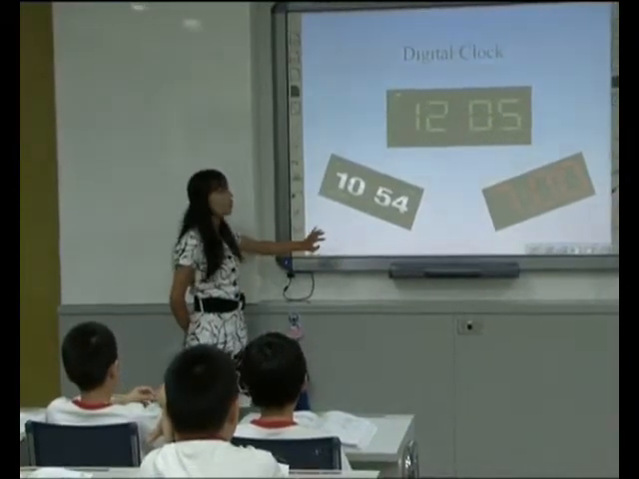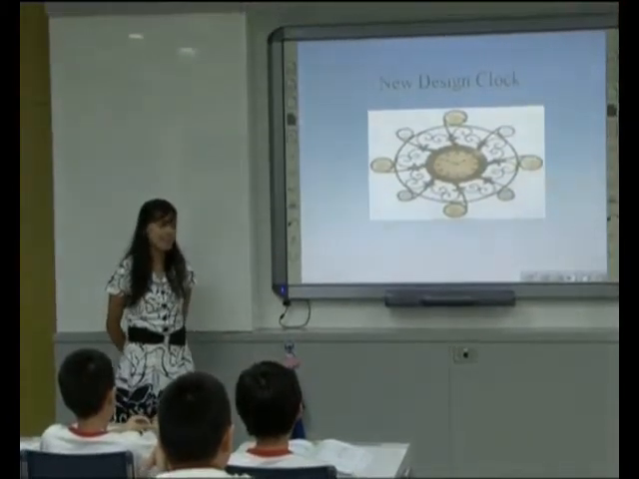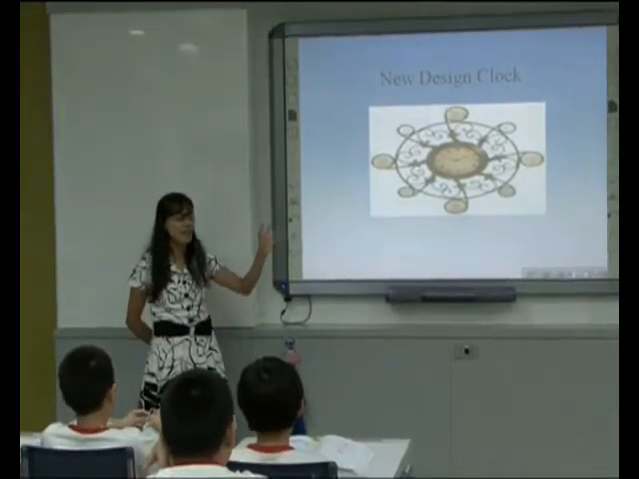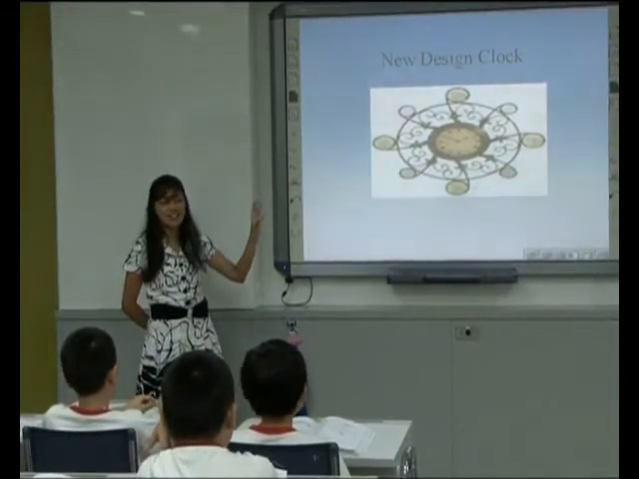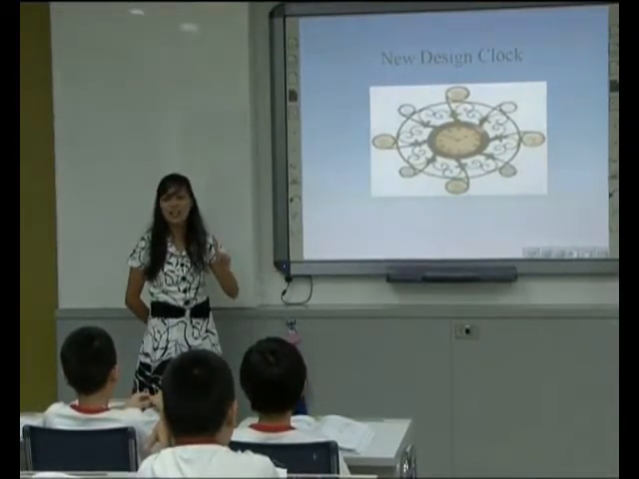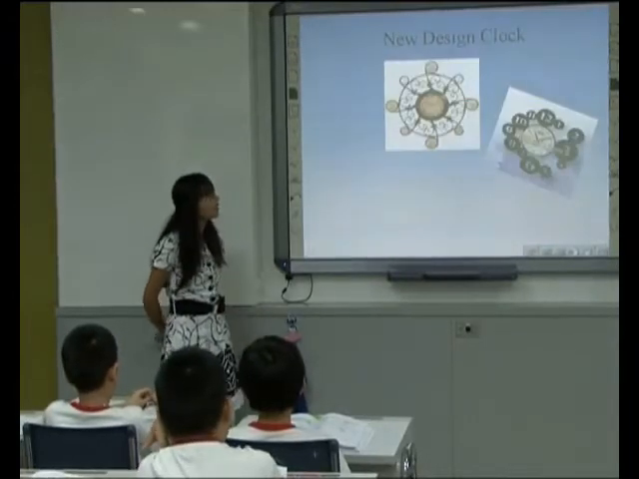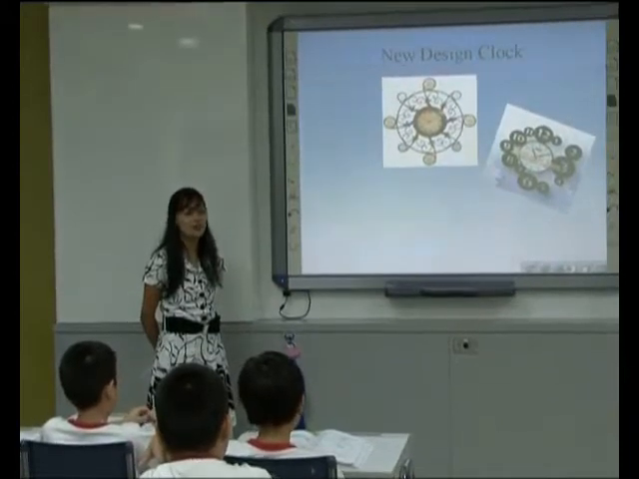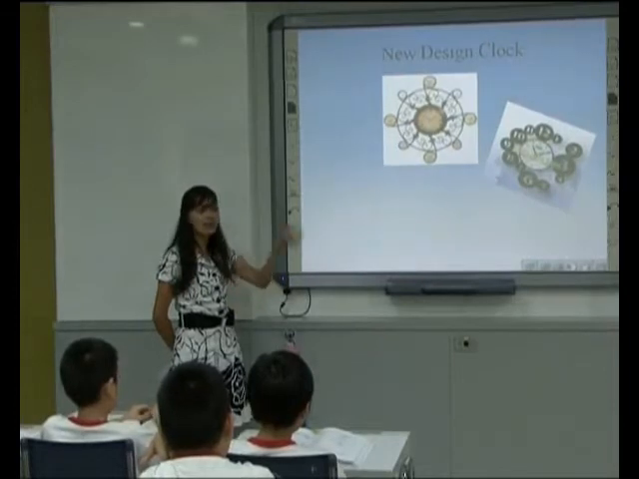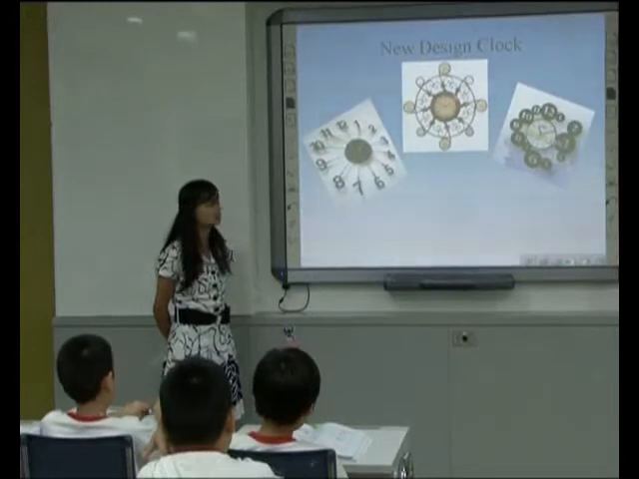So the third one, of course, is what we call the new design clock. Nowadays, many people invented very beautiful kinds of clocks. Some are triangle, I think I've seen one triangle, some are square, and normally circle. We have also like that. Have you seen that? It's very beautiful, right? It's a new design clock. It's improving. And now you can see numbers.